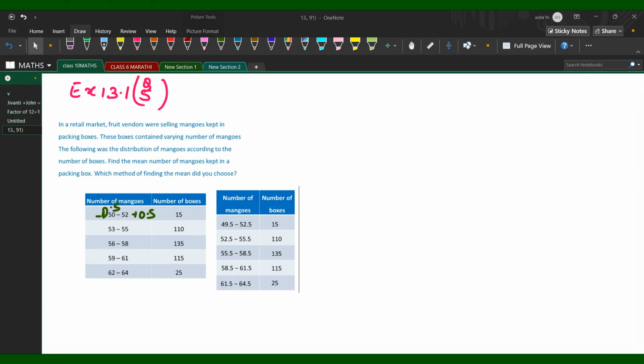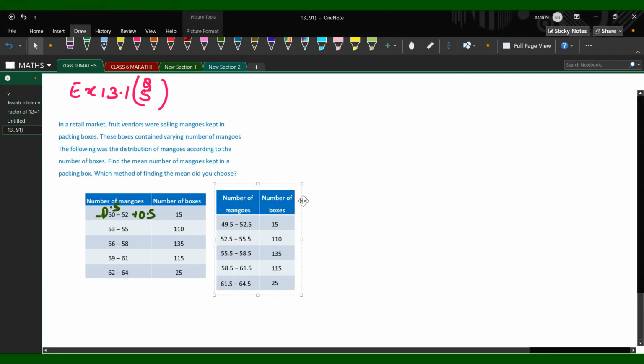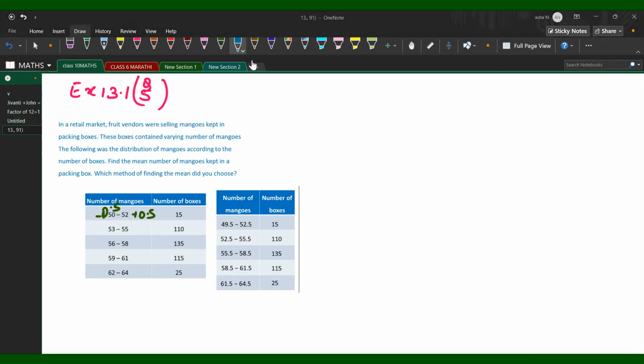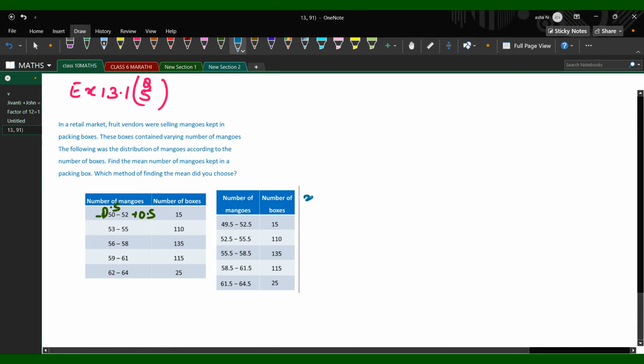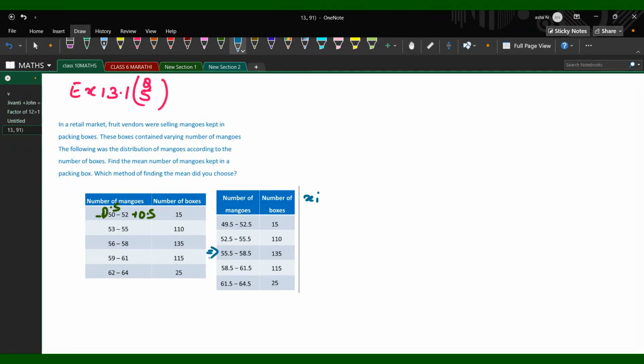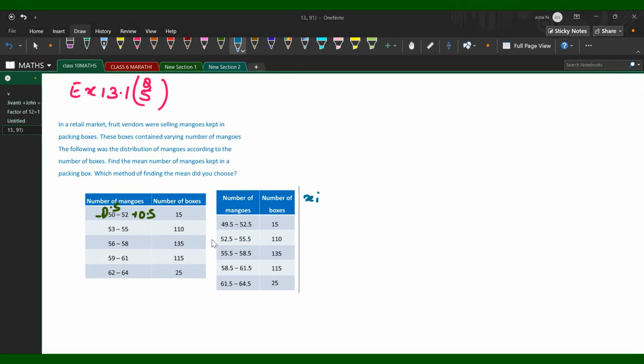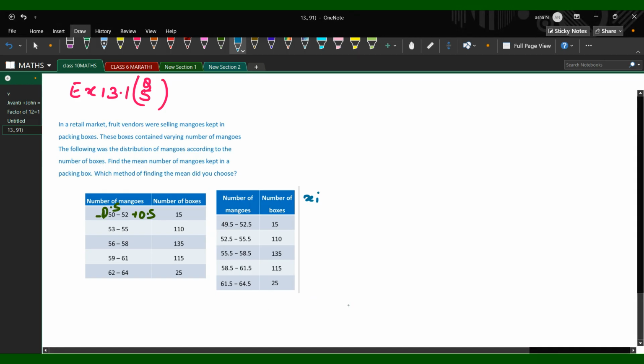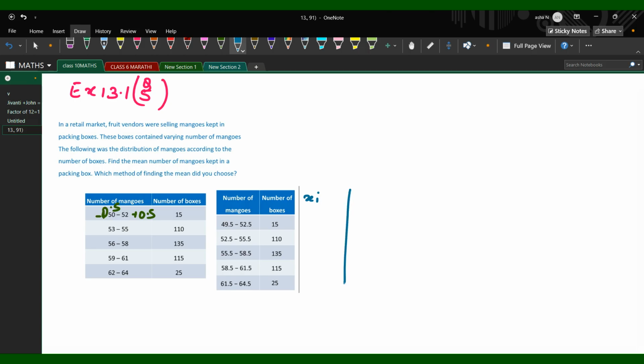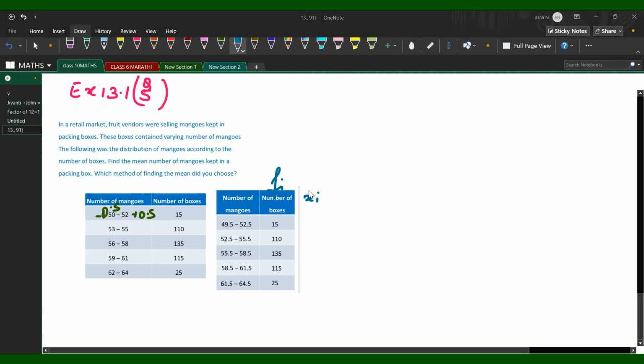Okay, use appropriation. Simple method you can also use. Okay, try using appropriation, it is simple. Assume mean we can take this one. Chalo, let's use x. First, we will put xi. This is fi. Finding xi will be the challenging part here.